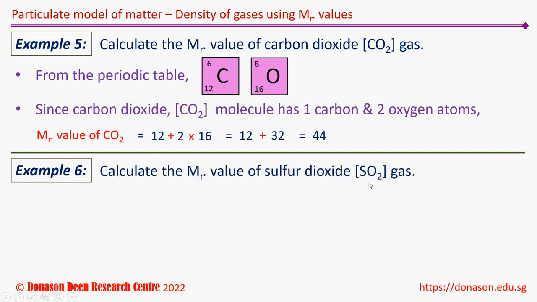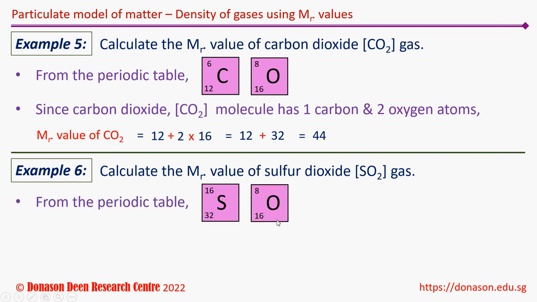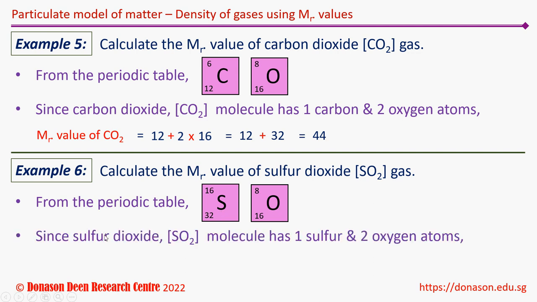How about if we take sulfur dioxide gas? 1 sulfur atom is bonded to 2 oxygen atoms. So we now need to look in the periodic table for sulfur and the element oxygen. Since the sulfur dioxide molecule has one sulfur atom attached to two oxygen atoms, to calculate the MR value for sulfur dioxide, the relative atomic mass of sulfur is 32. So we take 32, but of course it is 1, so we need not write 1 times 32, we can just write 32.